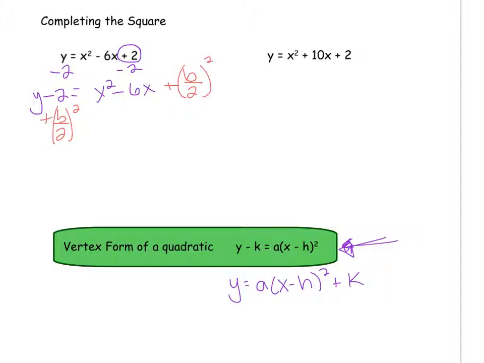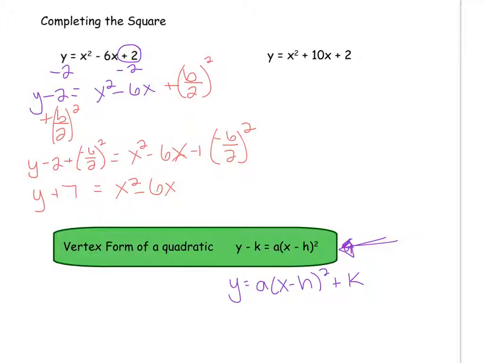So now for this situation, my b value is -6. So on the left, I'm adding (-6 over 2) squared, and on the right, I'm adding (-6 over 2) squared. So I have on the left y plus 7, since -6 over 2 is -3, squared is 9, minus 2 is 7, and then I have x squared minus 6x, and then plus 9 on the right. So now that still doesn't look like this, right?